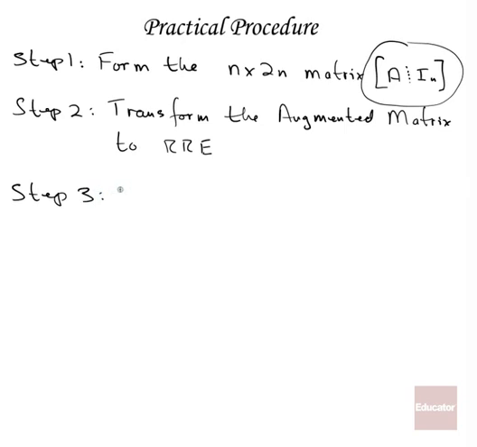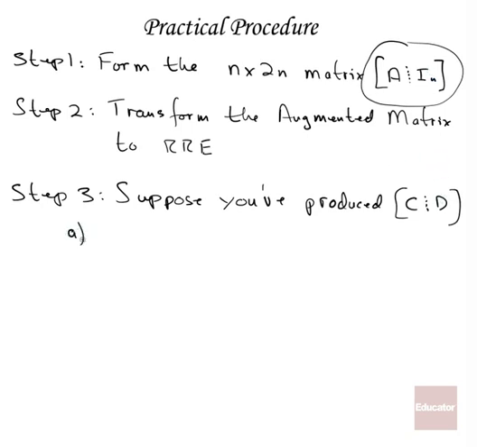Step 3. Now, we have a couple of possibilities. Suppose, after converting it to reduced row echelon form, you've produced the following matrix, C, D. So basically, after conversion, A has been converted to C. The identity matrix has been converted to D. Here are the possibilities. A, if C turns out to be the identity matrix itself, then D is your inverse.